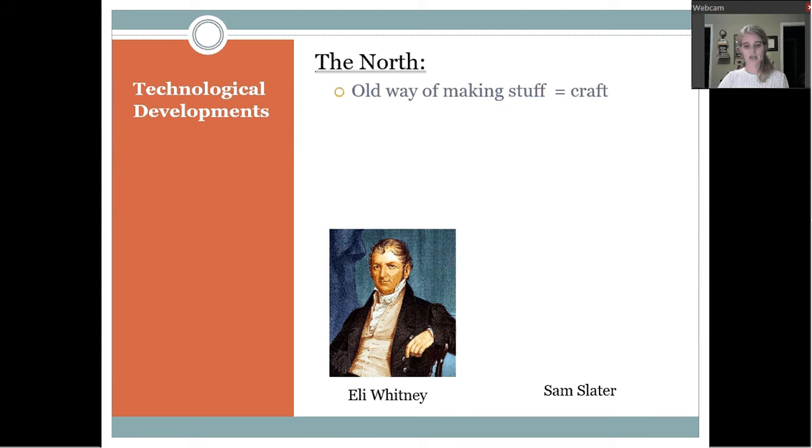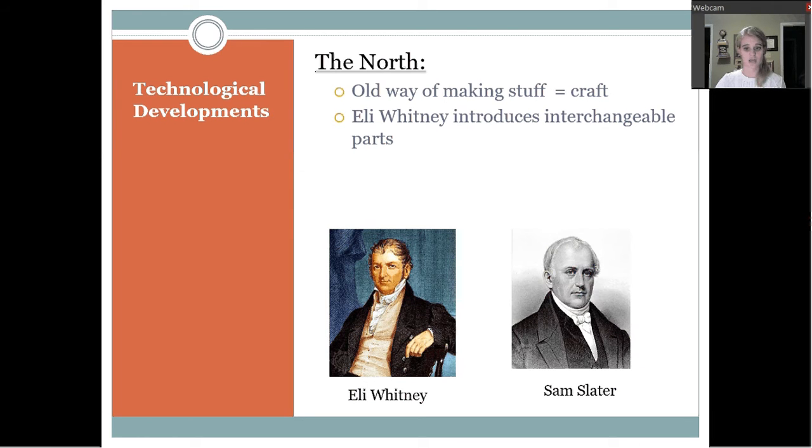So then enter these two gentlemen. First, Eli Whitney. Eli Whitney introduces the idea of interchangeable parts. So rather than making everything by hand, you make the different parts and you can put them together. And if something breaks, you can just take that part off and put another one on, and you don't need an all-new product. Well, this is great. It means you can mass produce things.